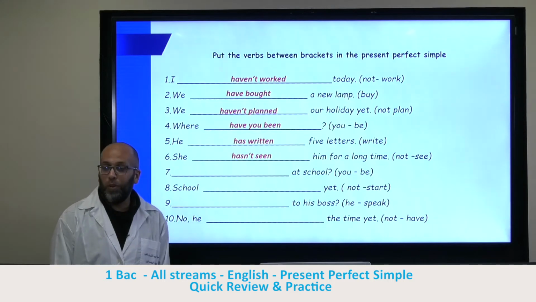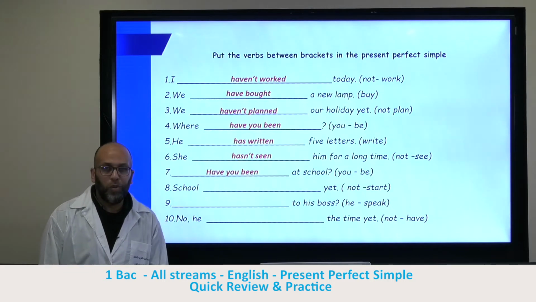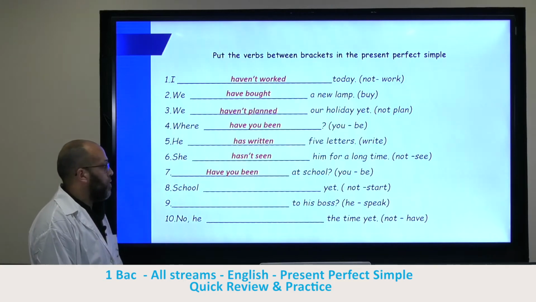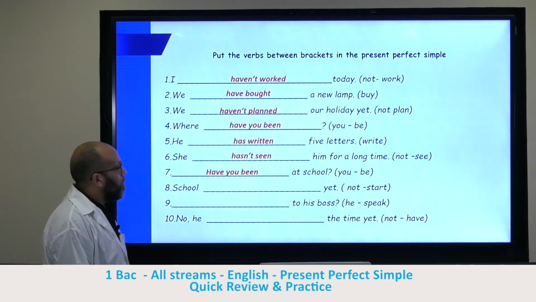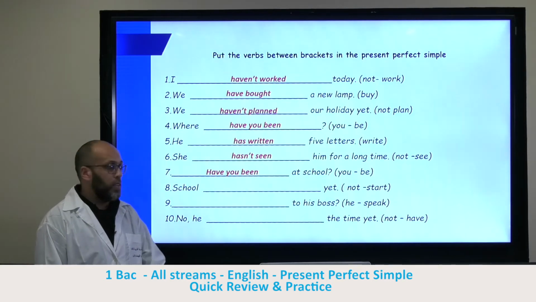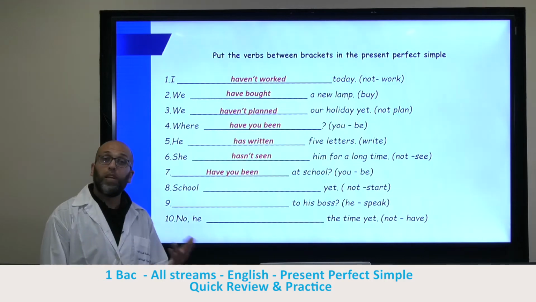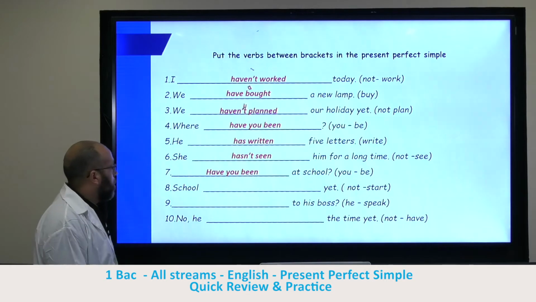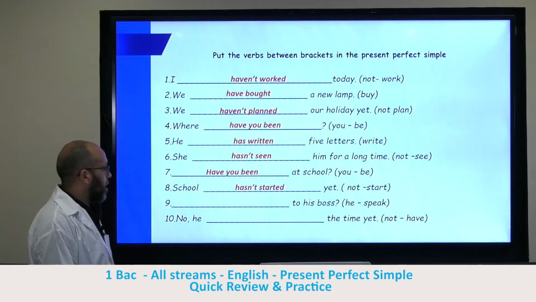So we say, have you been at school? A question. Have you been at school today? Say yes, I have been, or no, I haven't been there. 8. School not start yet. School is singular because we can replace it by "it", and "start" is a regular verb. So school hasn't started yet.